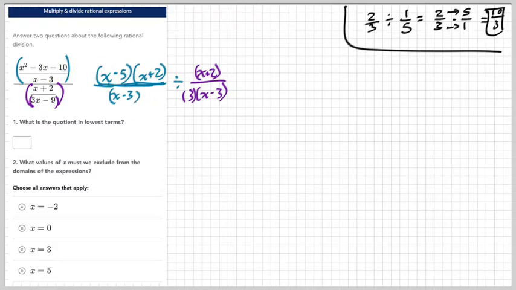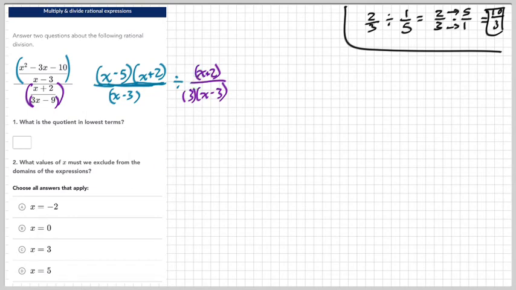cross them out. Okay, so we have x minus 5, x plus 2 for x squared minus 3x minus 10. And it's that because negative 5 and 2 multiply to give you negative 10, and when they add together, they give you negative 3. And then we have division. That's what this giant fraction bar is right here. And then we have the bottom. We have x plus 2 on top, and on the bottom, I could take out a 3.